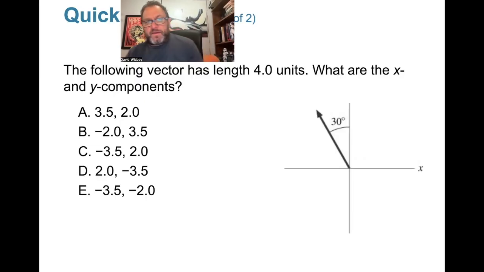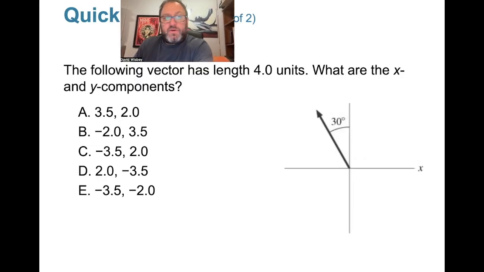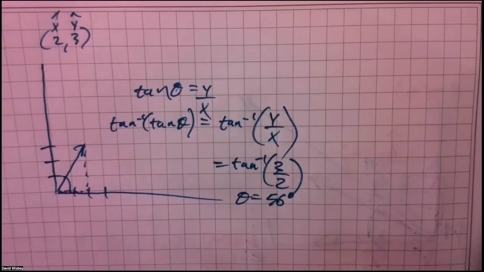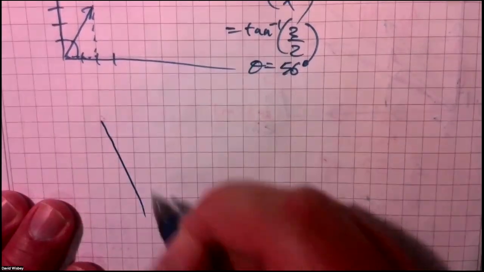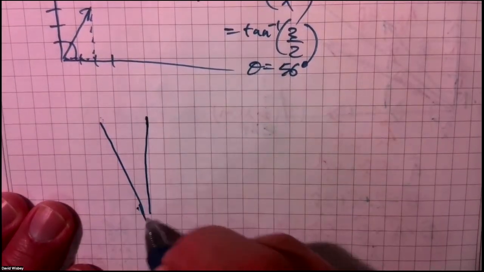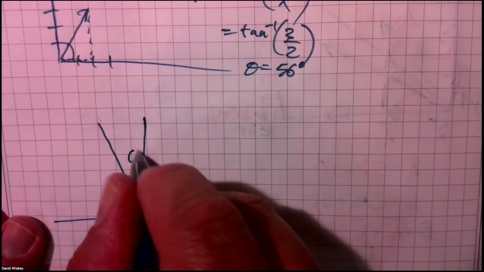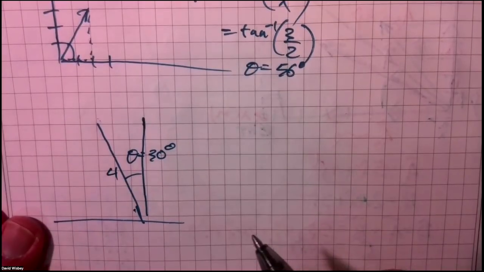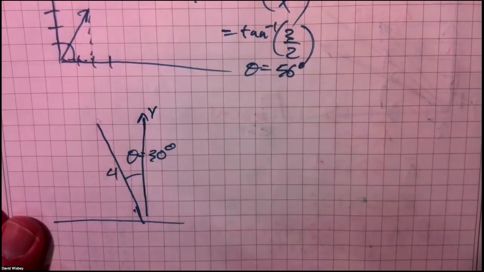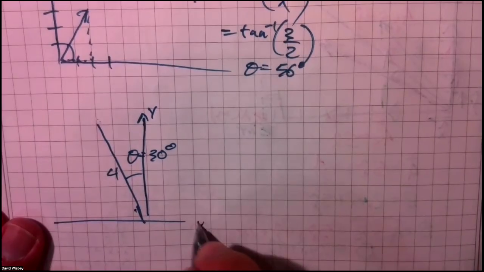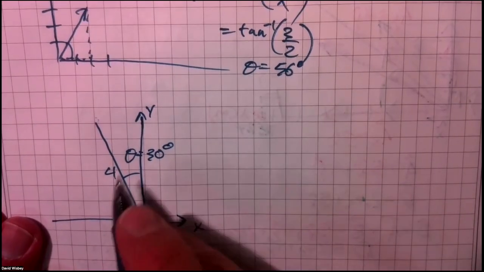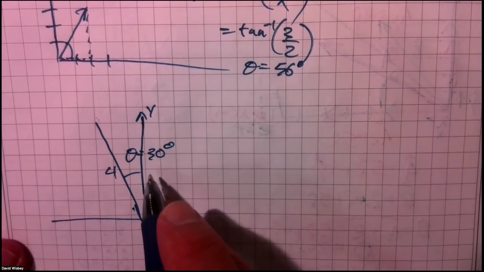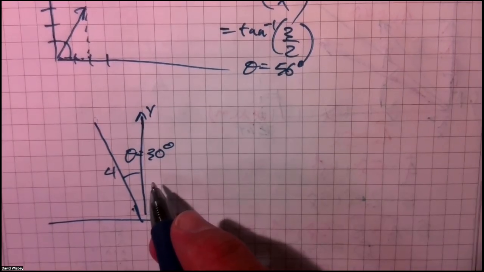Let me switch here. So the picture says we have a triangle like this. This angle is 30 degrees, and we know our hypotenuse is 4. This is our y-axis though, it doesn't really matter, and this is x. We just need to keep that straight. It says what are the x and y components?